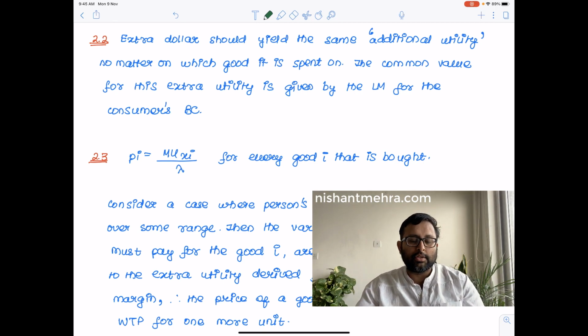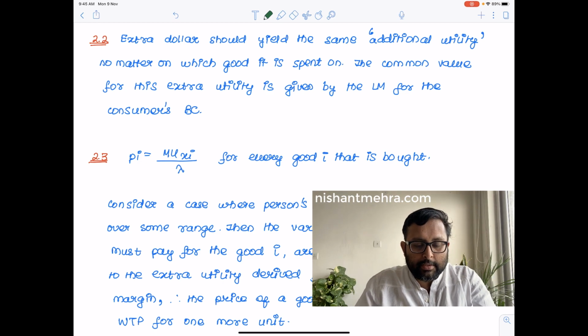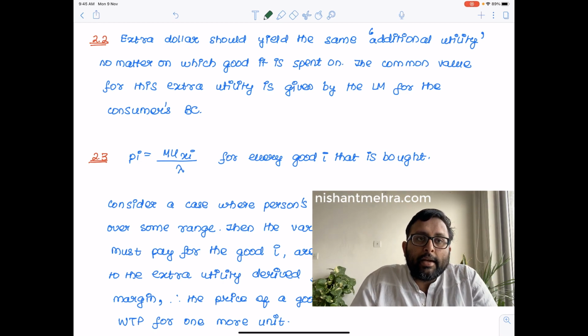There's nothing much in this. You just need to find out what this additional utility is. If you're going to spend $1 more, how much is the additional utility which you are trying to get? So the point is that whether you spend on X or you spend on Y, ultimately it should give you the same utility. The extra dollar should yield the same additional utility no matter on which good it is spent on.